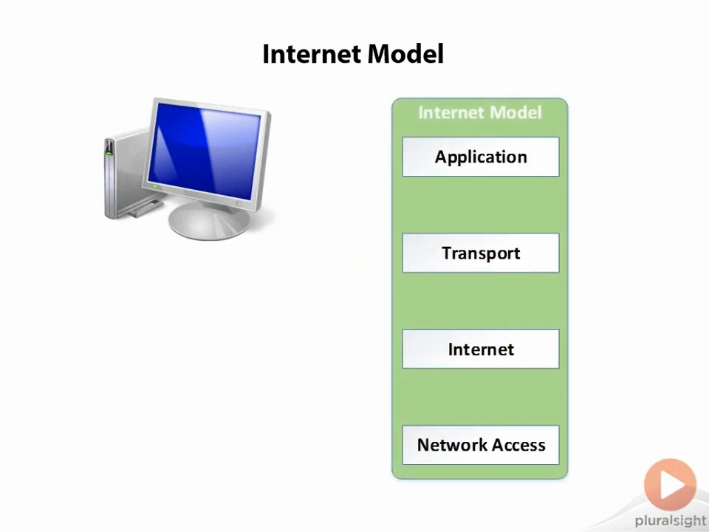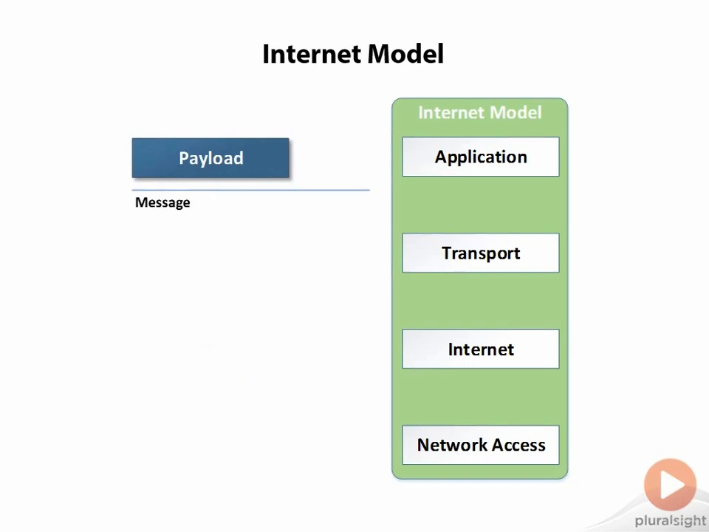Well, here we have the internet model, which is comprised of application, transport, internet, and network access, and I want to put some information on the wire. So I create a message, an email, a web page, what have you. I do something that initiates a transfer of information on the network. What happens is I have the payload, which is really just the essence of my message. It's the actual piece that I generate. That's the message, and that takes place at the application layer.